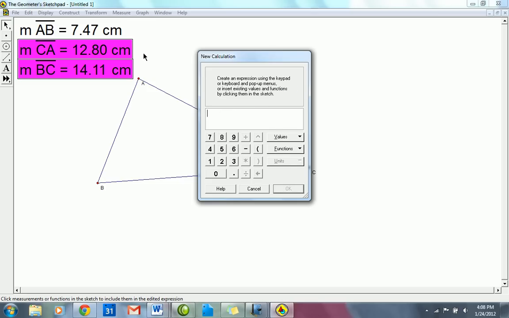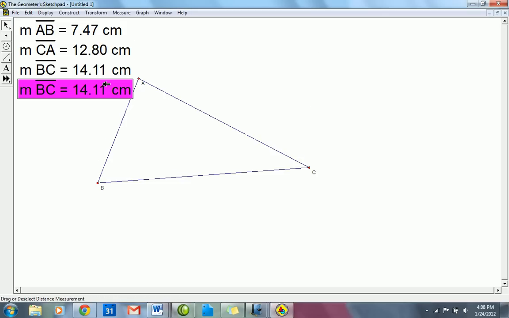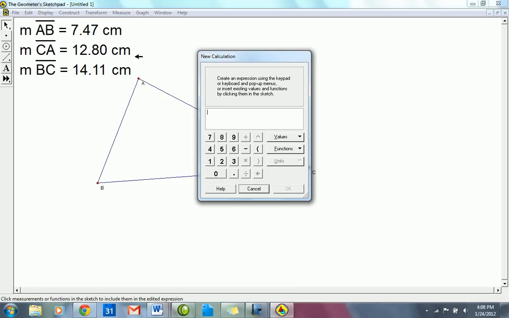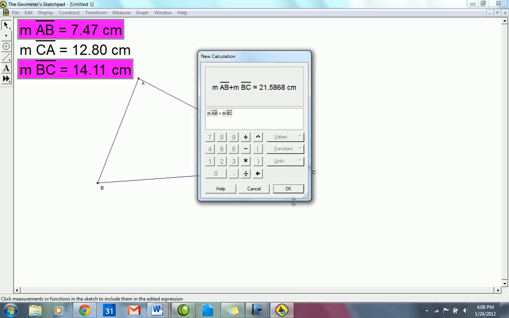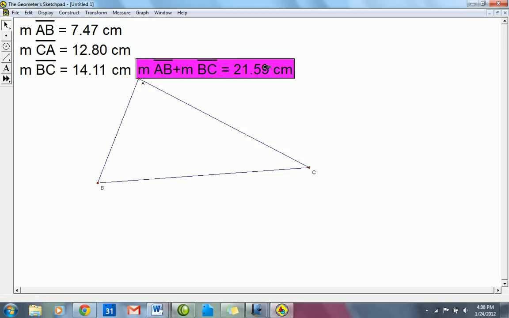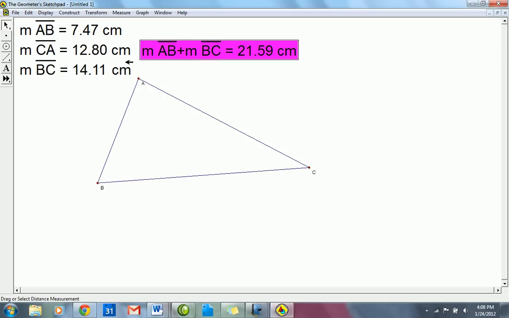Let's make sure it works for the final combination. The final combination must be that the first side and the third side have to be bigger than the remaining side, and of course 21.59 is greater than 12.8. So that's what's called the triangle inequality, and here's what it says.